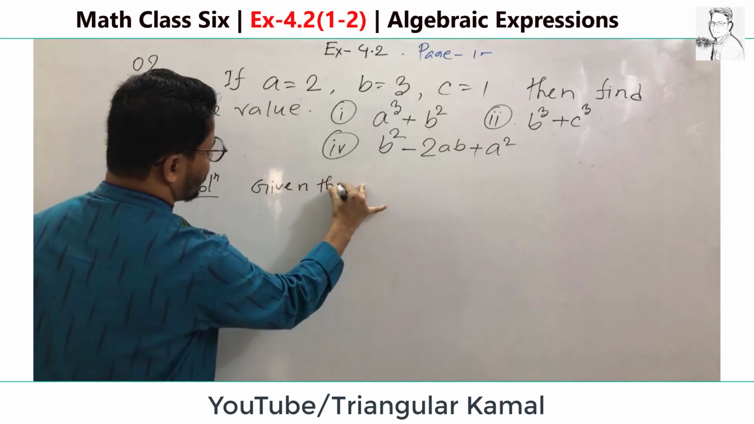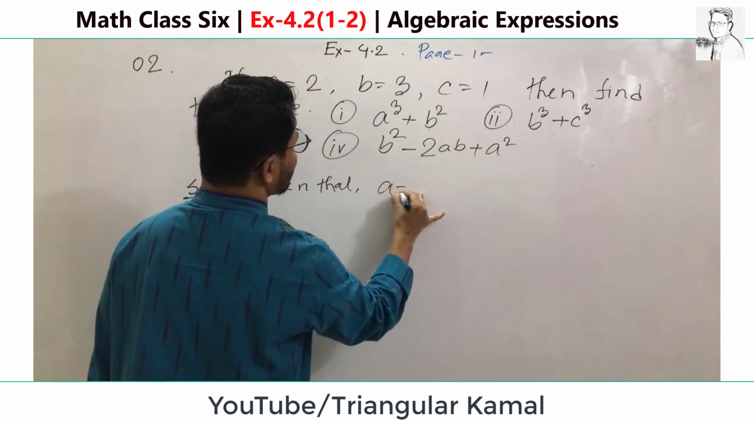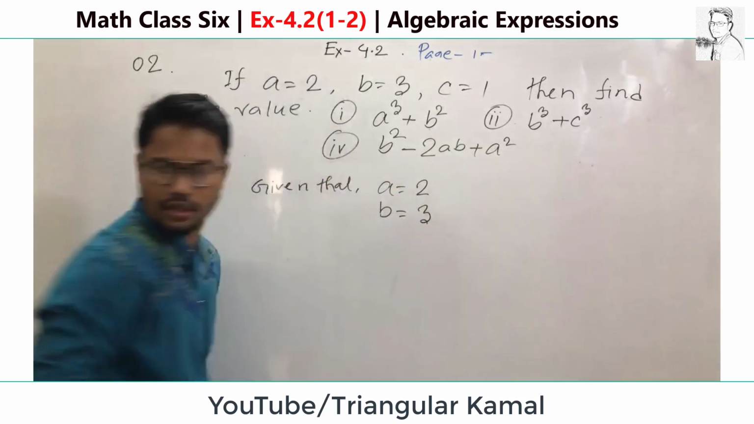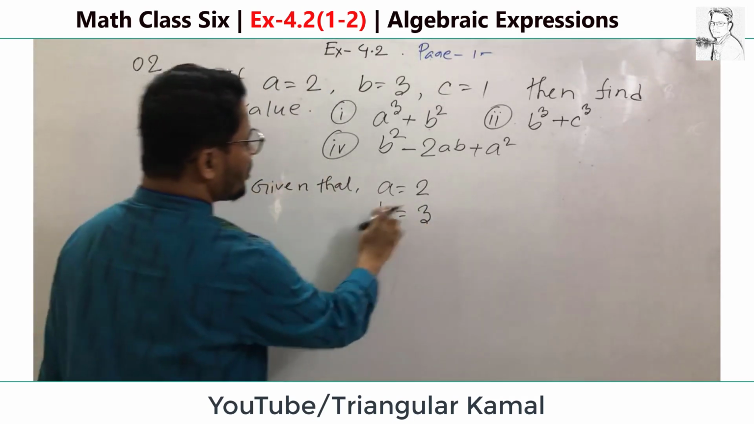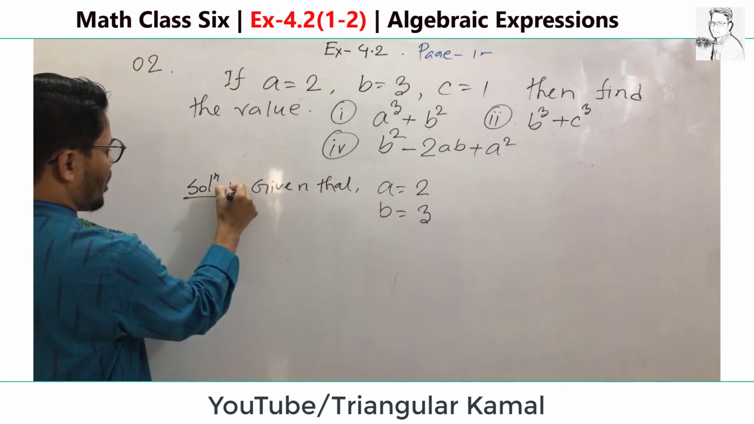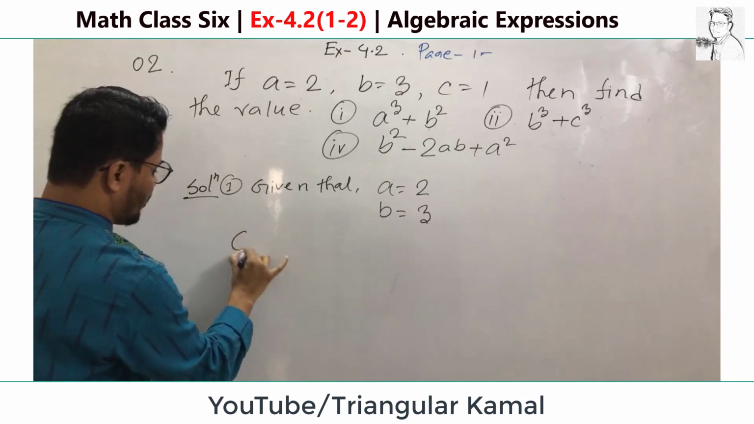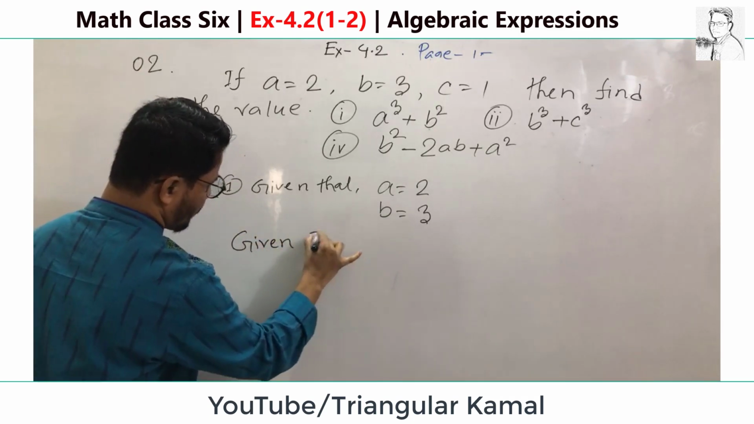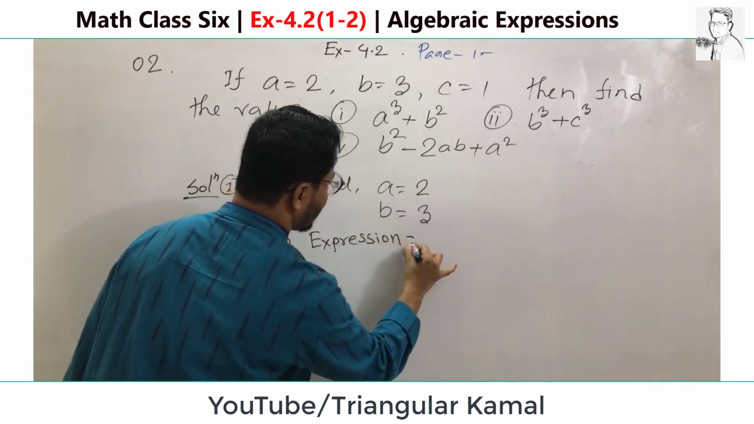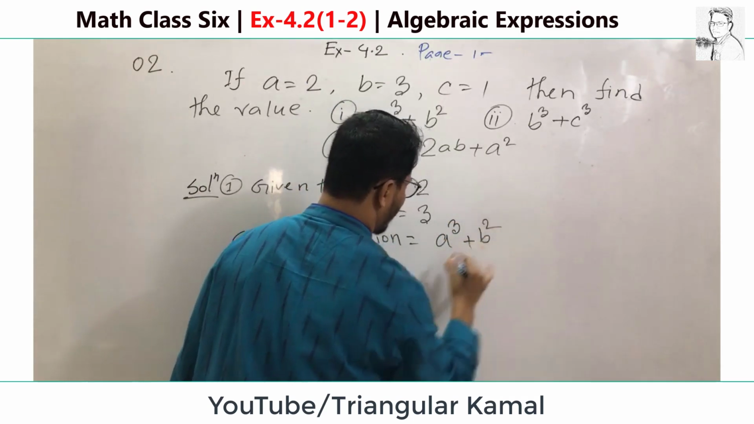Given that, which values are given? For the first question, A equals 2 and B equals 3. So this is solution number 1. Now, as a given expression, A cube plus B square.